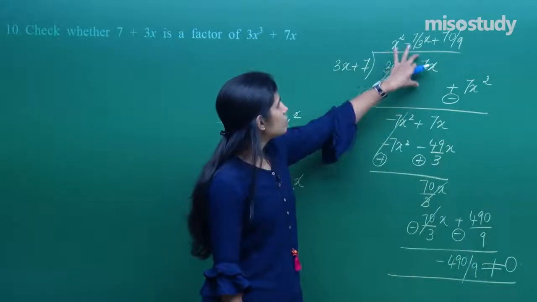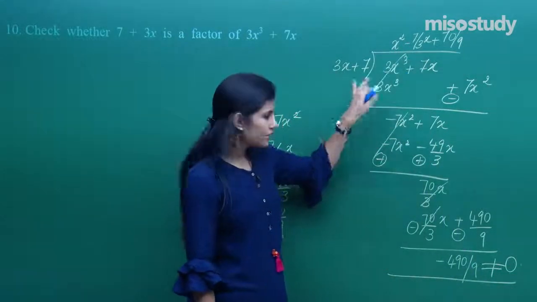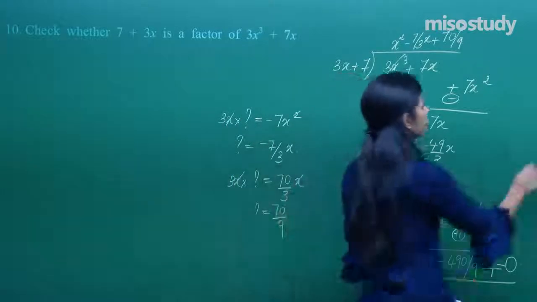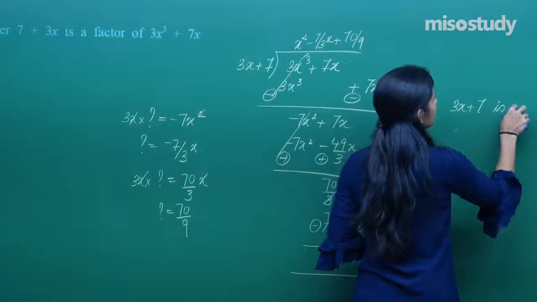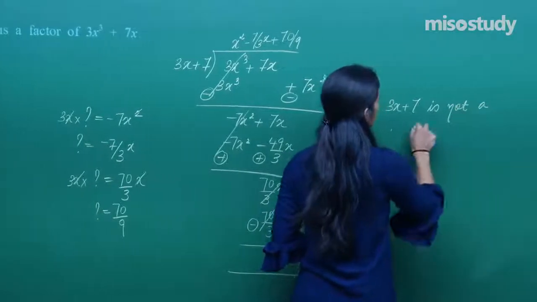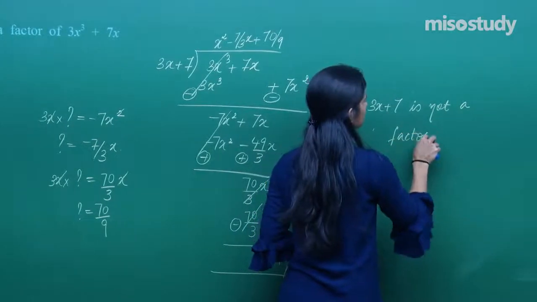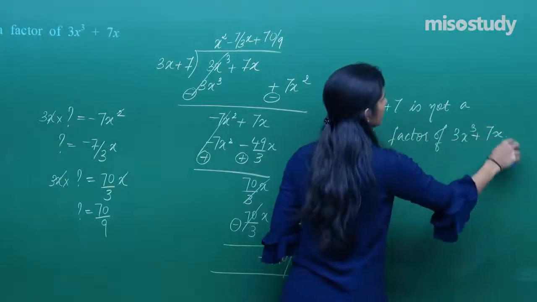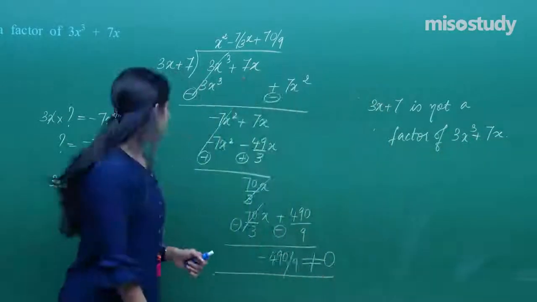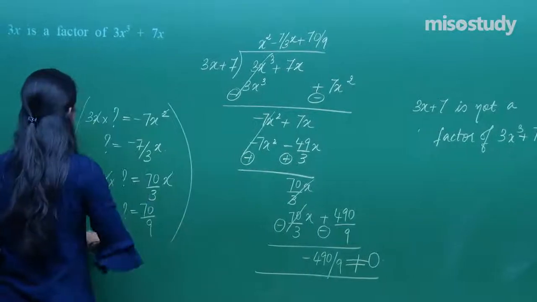When you are dividing this cubic polynomial by this linear polynomial, the remainder is not coming out to be 0, and therefore 3x plus 7 is not a factor of 3x cubed plus 7x. Is it clear? This is your rough work, of course.